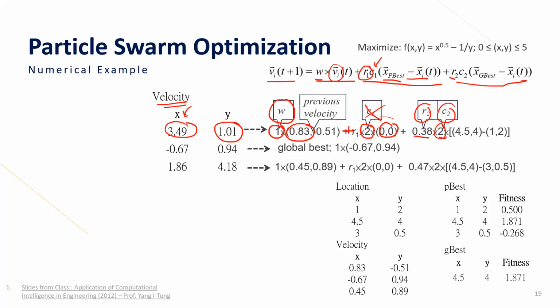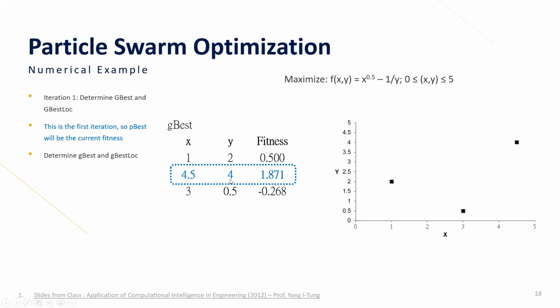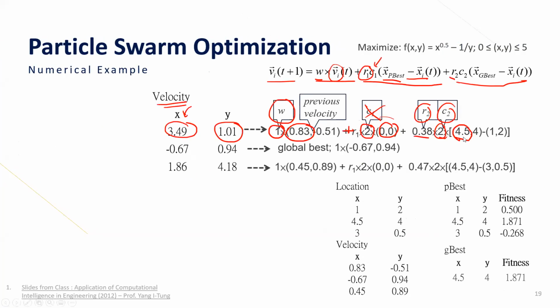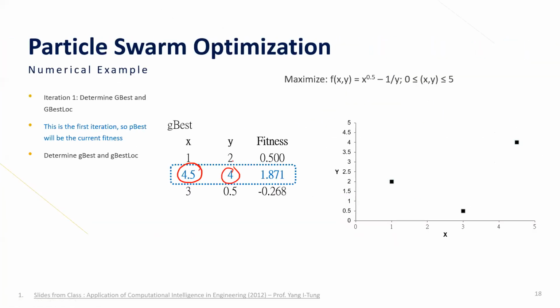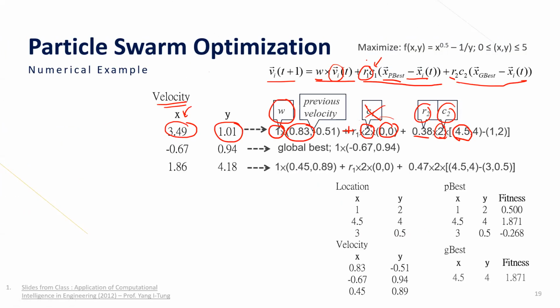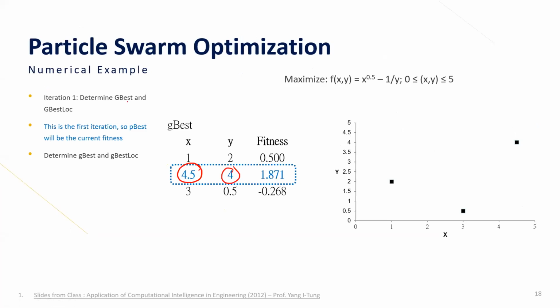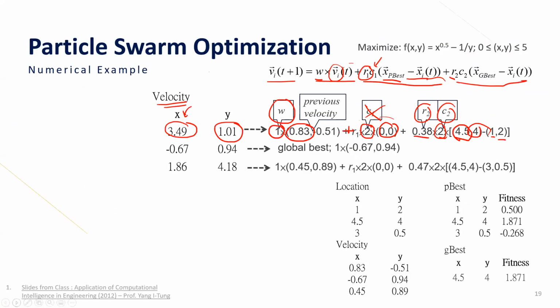And 4.5 is actually the global best for X, right? Yeah, 4.5, and then 4 is the global best for Y. So 4.5 and 4 minus 1 and 2. It means that the difference between the particle location and the global best will be considered as the vector to move on the next velocity.